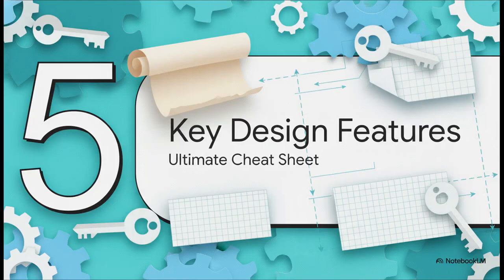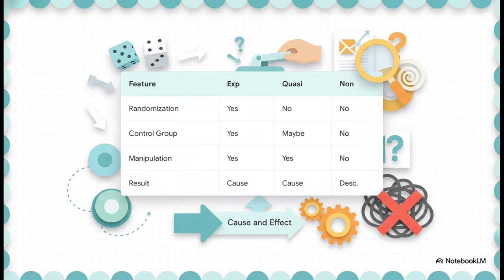Let's pull all of this together in our final segment, Section 5, Key Design Features, the ultimate cheat sheet. Here is where the dividing lines between the major approaches become crystal clear. Let's look at randomization first. Only experimental designs use it. That is your absolute crucial pivot point right there. What about control groups? Experimental definitely has them. Quasi-experimental, maybe. Non-experimental, no way.